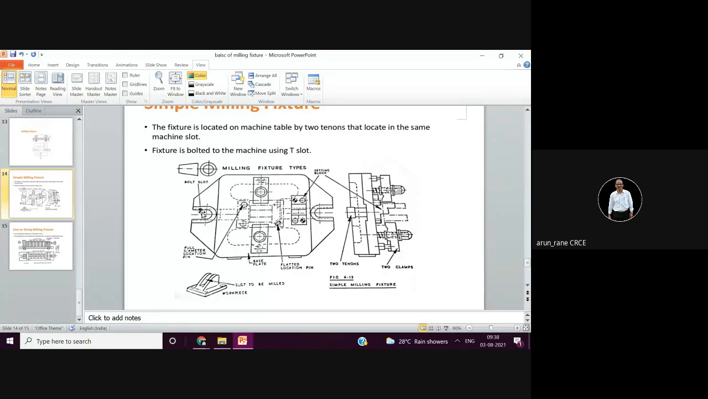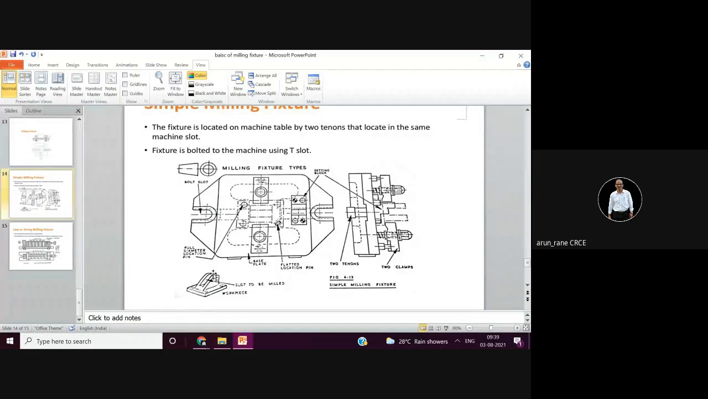And we use tenons to locate the fixture, and the fixture can be bolted to the machine by using T-bolts. So you have the front view and side view of the milling fixture. This is a workpiece.